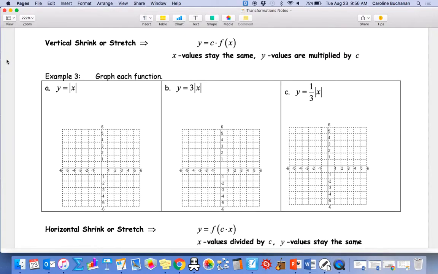Talk about vertical compressions and stretches. So in order to see how that works, let's again graph one of our parent functions, y equals the absolute value of x. We know what this looks like, but let's just quickly do a table. And we'll plot those points and continue our V-shaped graph.